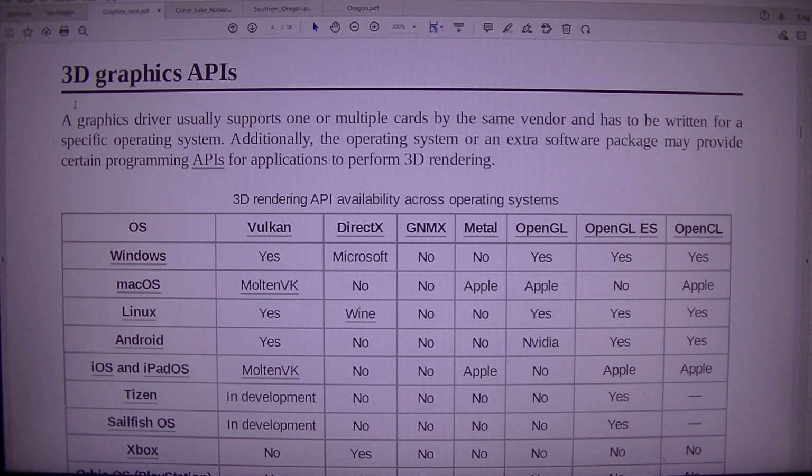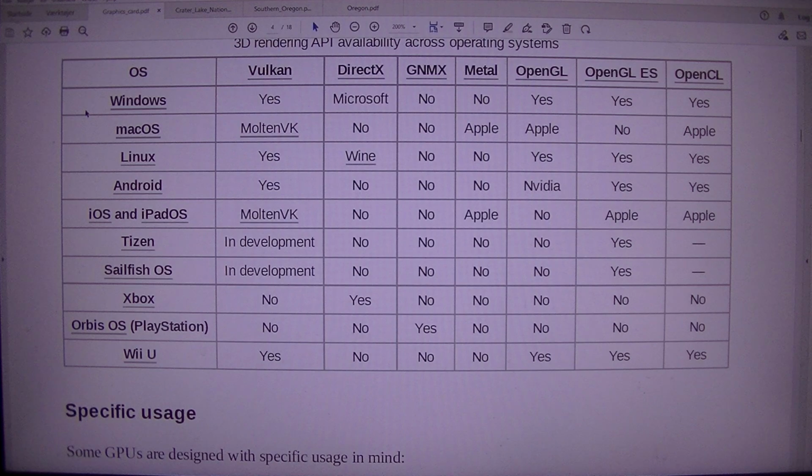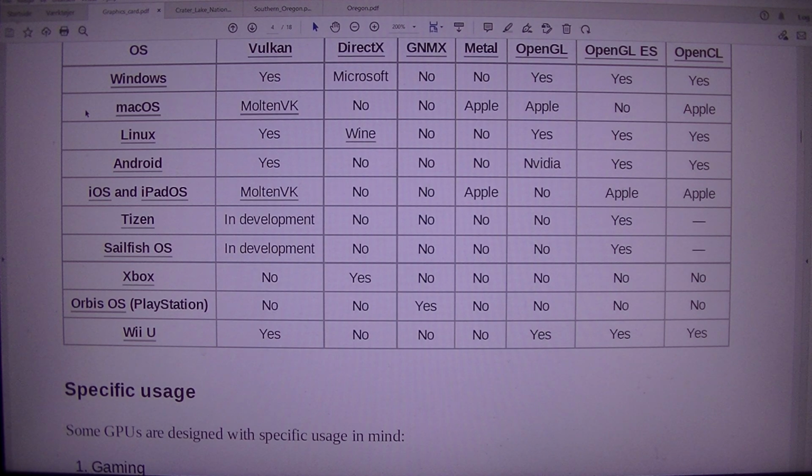Microsoft, macOS, Molten, No, Linux, Android, Yes, Sailfish OS in development, Xbox, No, Yes, No, PlayStation, No, Yes, No, Wii U, Yes.